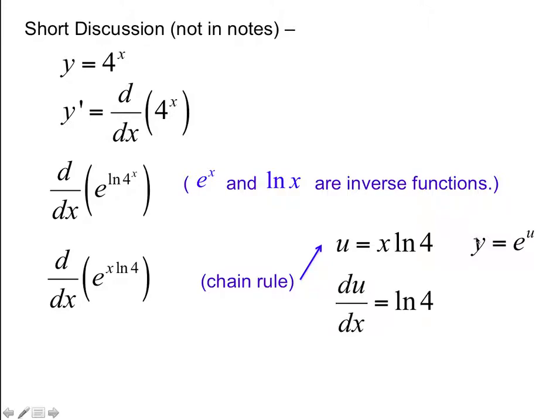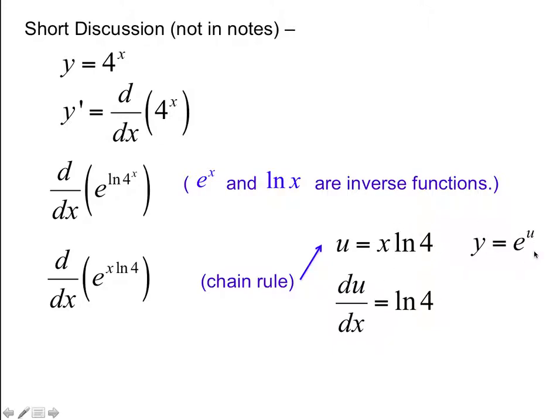So the derivative then is the derivative of x times natural log of 4, which is just natural log of 4. Think of u as being something like 7x, right? Then the derivative would just be 7, the coefficient, that value. ln 4 is just a value. So the derivative is just ln 4.